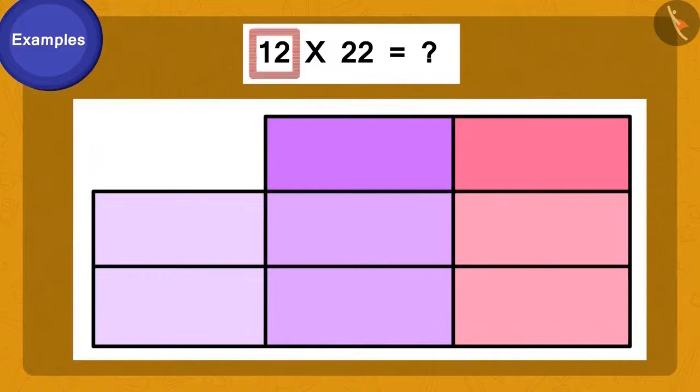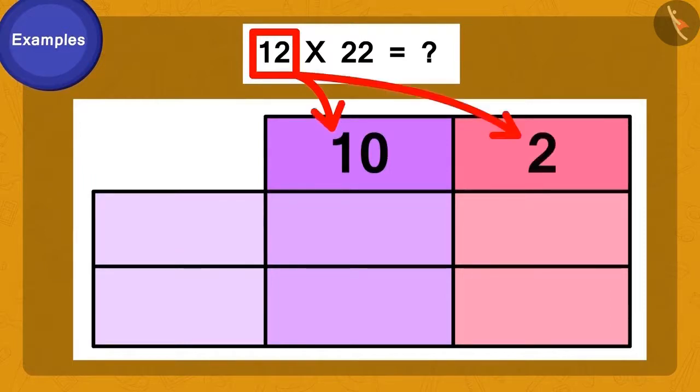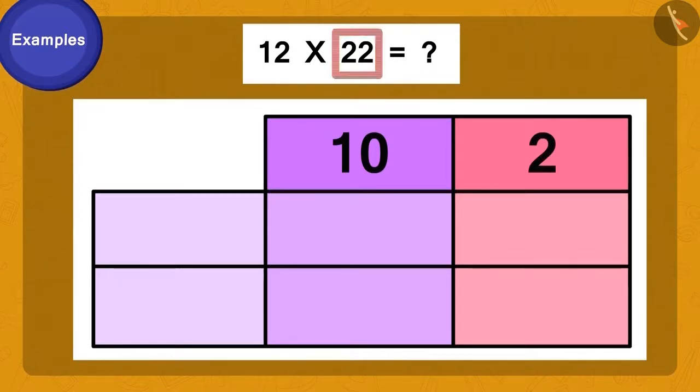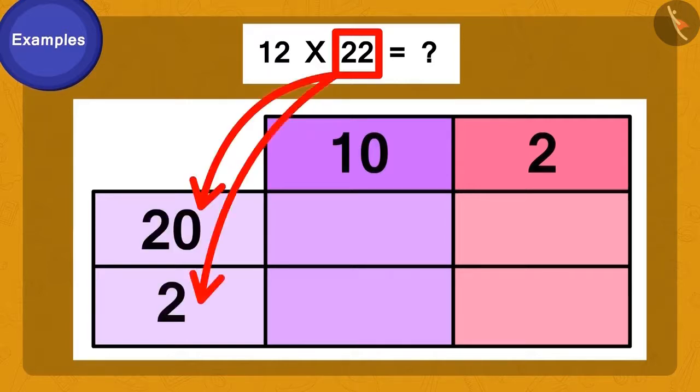How can we split 12? 10 and 2. We will write it this way. And how can we now split 22? 20 and 2. We will write it this way.